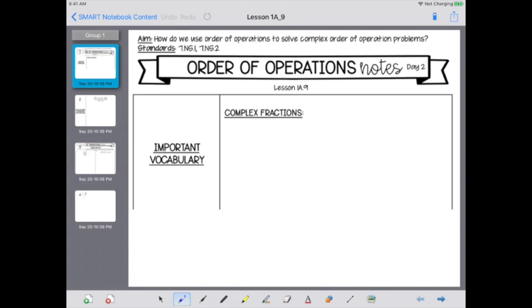Let's get to it. Okay, welcome back. Today we are doing lesson 9 in unit 1. Our aim for today is how do we use order of operation to solve complex order of operation problems. So here we're just continuing with day 2 of order of operations with our positive and negative numbers. We are going to be including a new concept of complex fractions, which basically is just saying you have a fraction within a fraction.